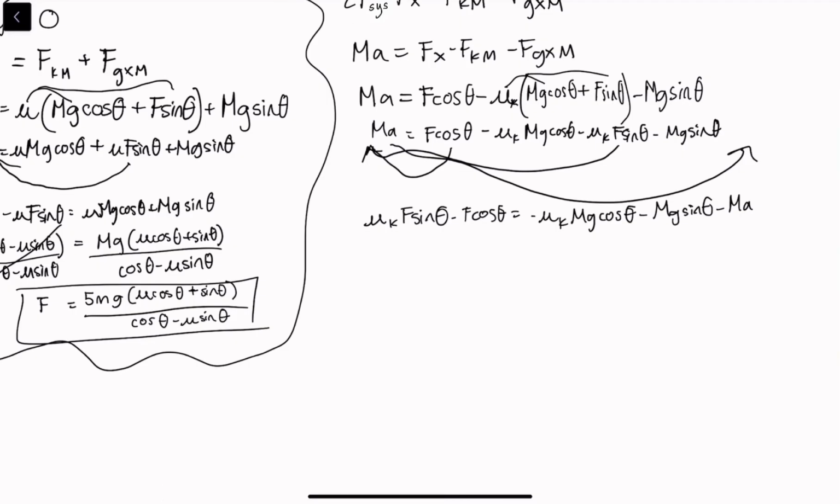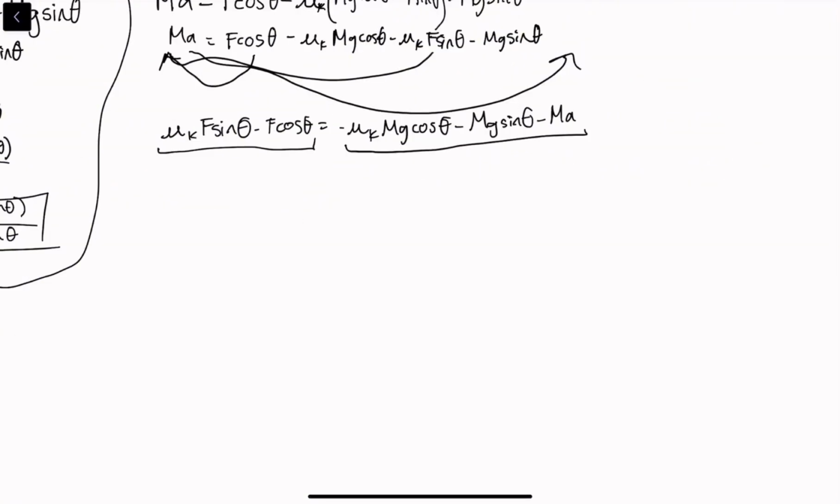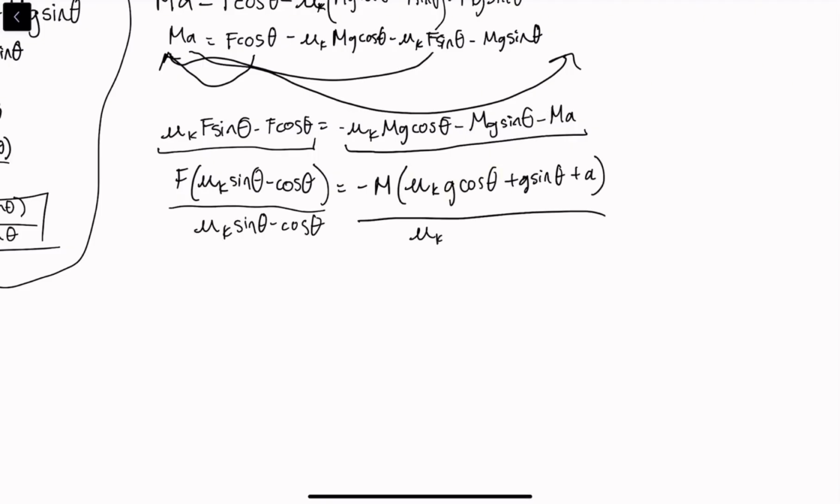Let's take out big M on this side, and then we can take out F on this side. So we're gonna take out F. And then I'm gonna take out negative big M because all of these terms are negative and I don't really want them to be. Here I'm dividing by mu k sine theta minus cosine theta to cancel it out. Again, I'm replacing this big M with 5M.